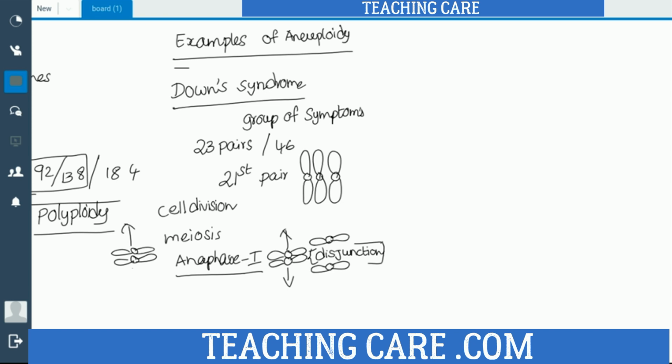What happens is the chromosomes will separate. Chromosomes separate means one chromosome will go to one end, the other chromosome will go to the other end. This is a normal process which happens.